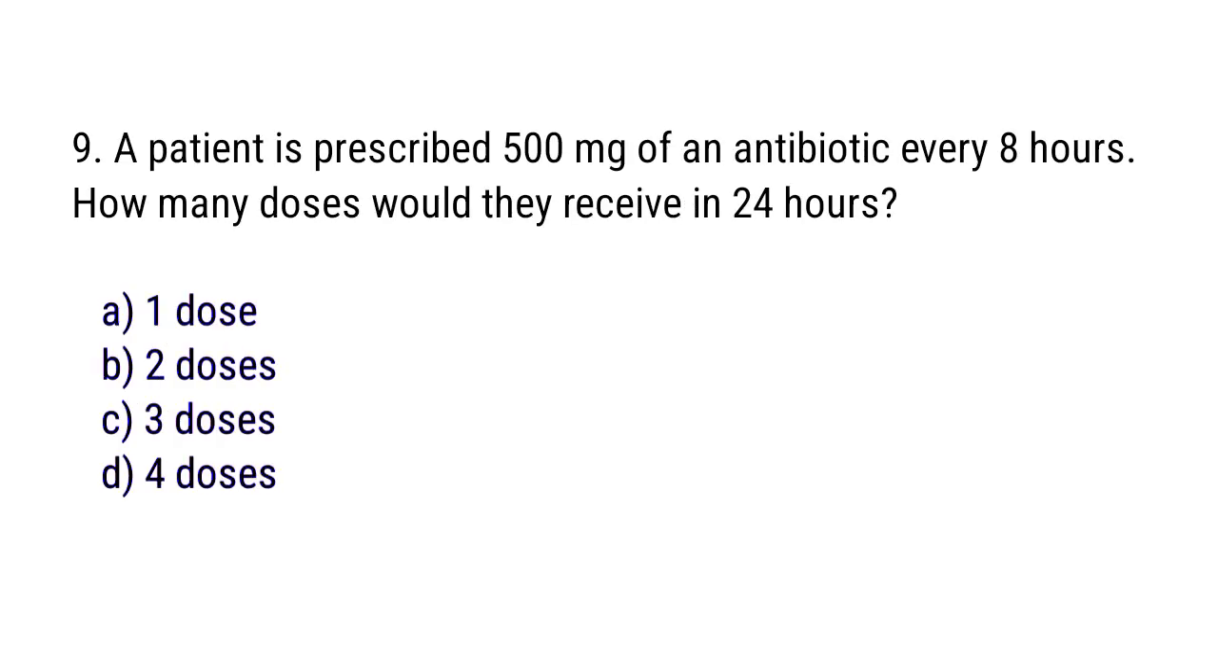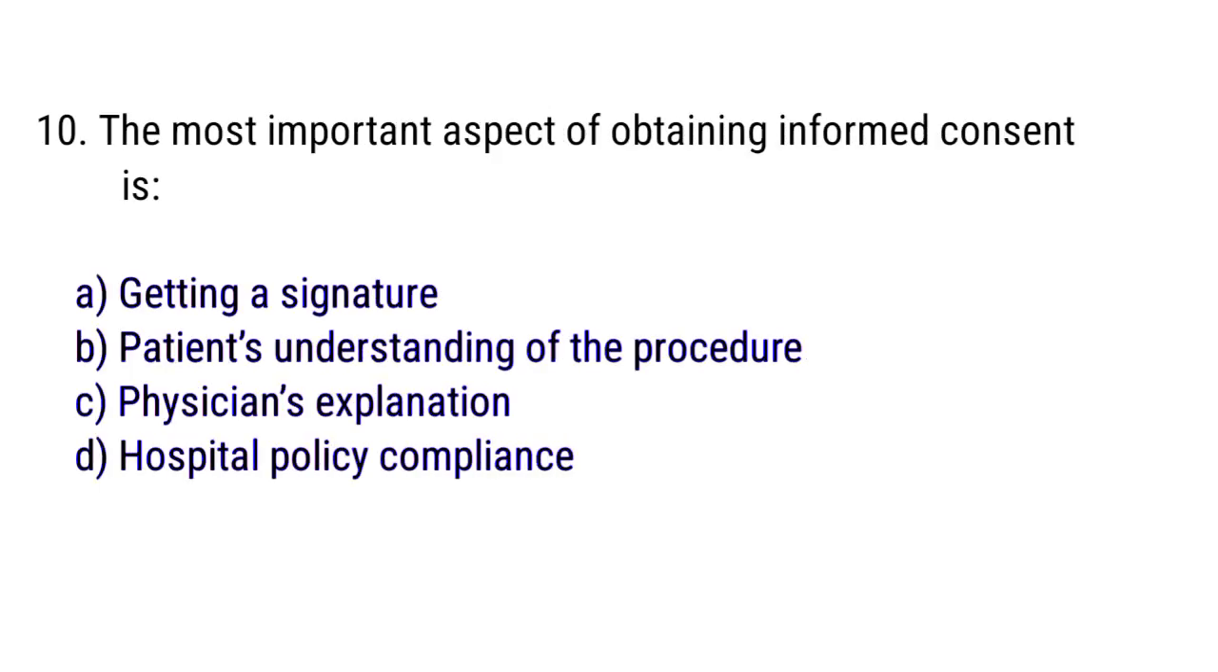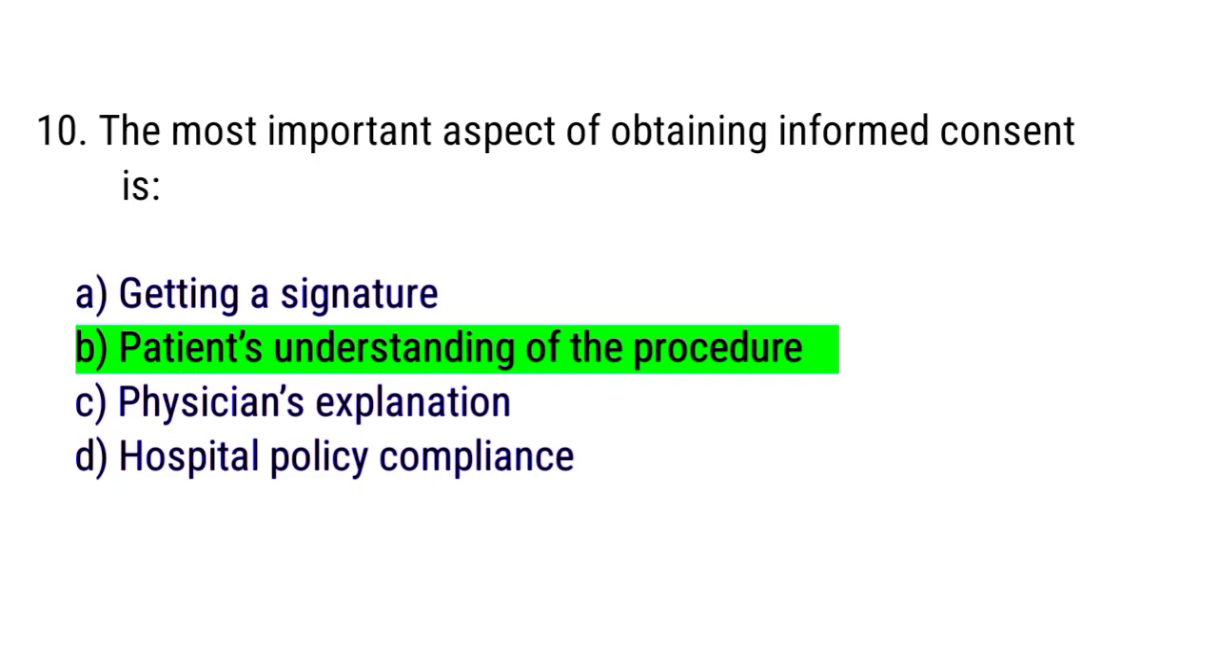Question number 9. A patient is prescribed 500 mg of an antibiotic every 8 hours. How many doses would they receive in 24 hours? The right answer is option C, 3 doses. Question number 10. The most important aspect of obtaining informed consent is. The right answer is option B, patient's understanding of the procedure.